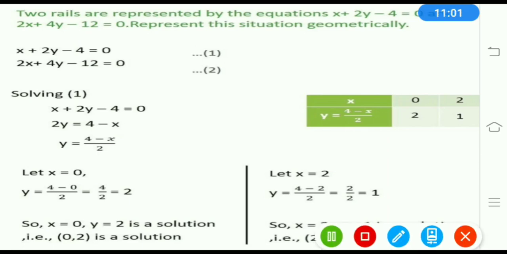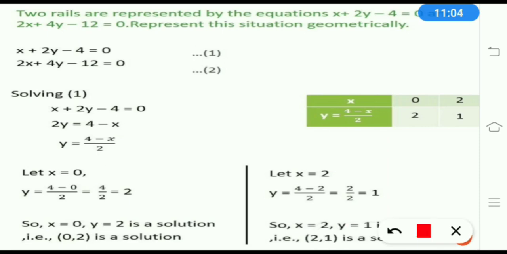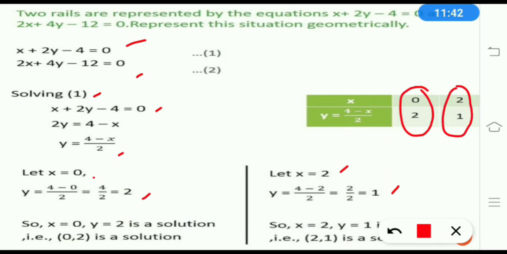So here the equations are x plus 2y minus 4 equals 0, and the second one is 2x plus 4y minus 12 equal to 0. So this is equation 1, this is equation 2. For the first equation, x plus 2y minus 4 equals 0, so 2y equals 4 minus x, so y equals (4 minus x) divided by 2. Okay, so if we take x equals 0, then y equals 2. Again if we take x equal to 2, then y equal to 1. So the first point is 0 comma 2, the second is 2 comma 1. Clear?